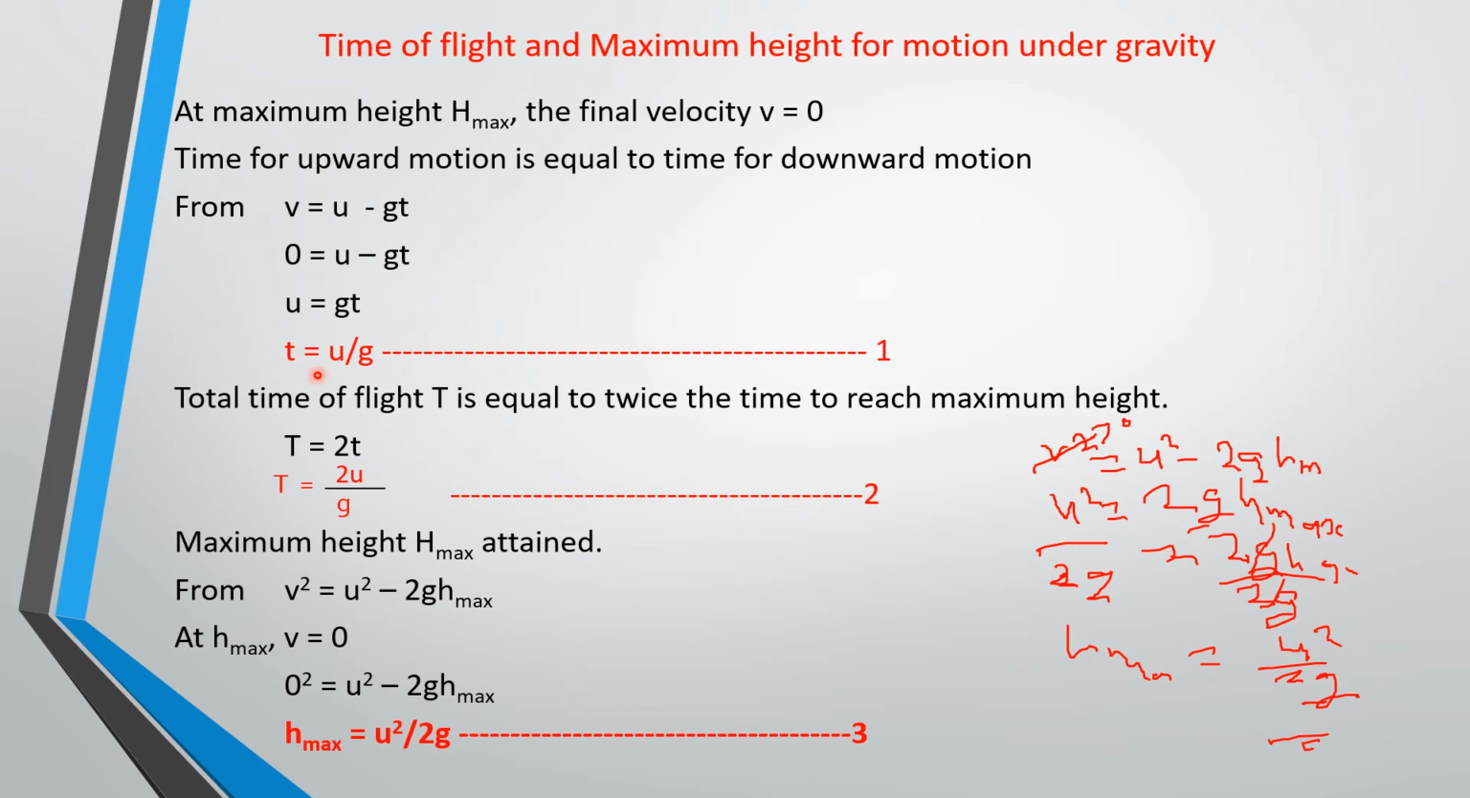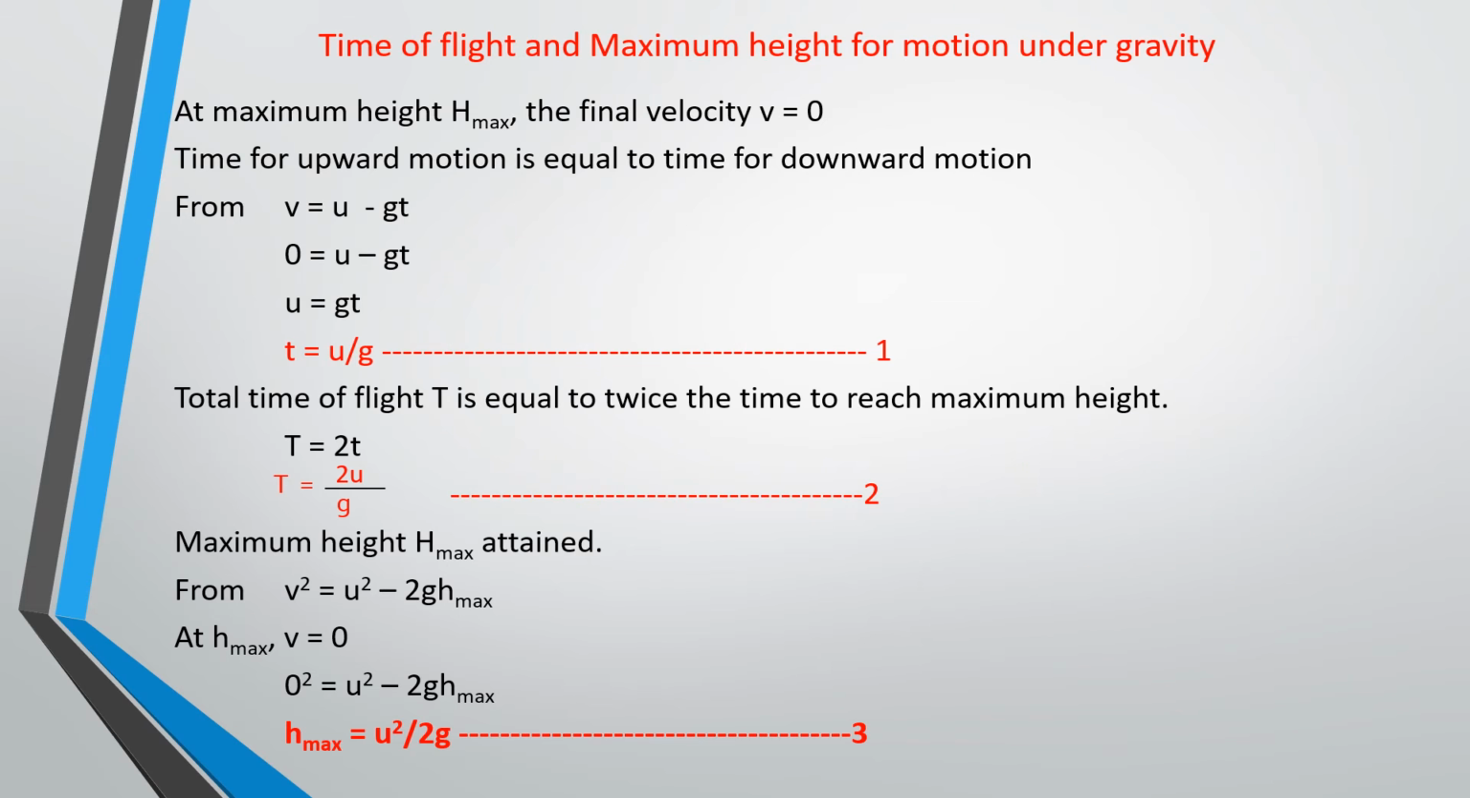So these are the equations to find the total time of flight. Know that total time of flight is the time to get to maximum height and also the time to come down. And this is the equation for maximum height. So once you know these equations, you can use them to solve any problems related to motion under gravity.